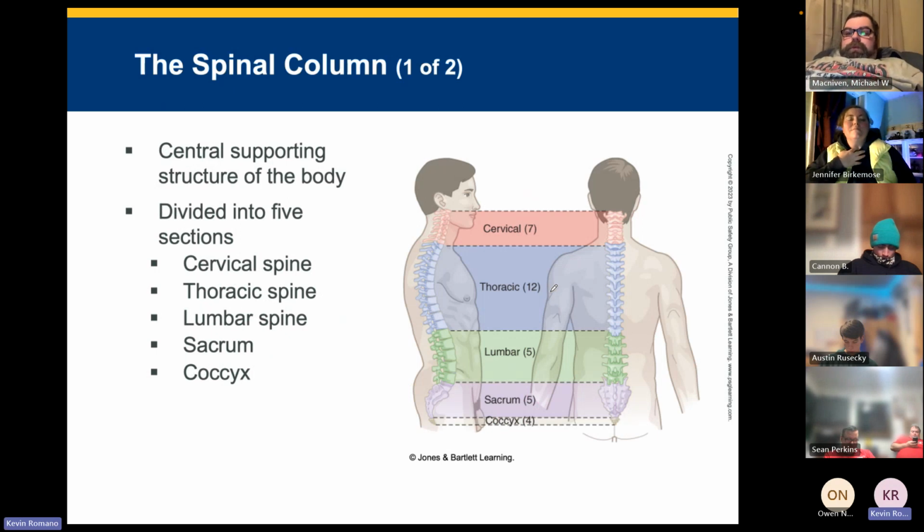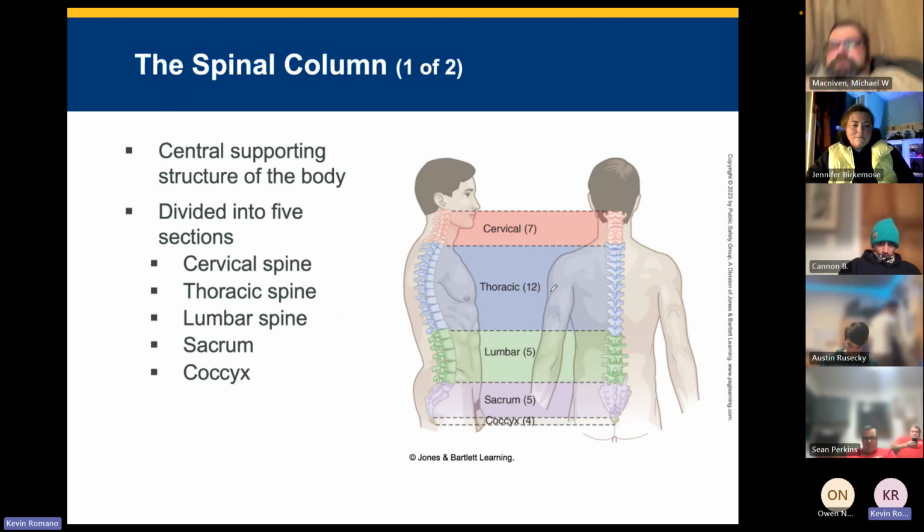So the central supporting structure of the body is the spinal column. Remember, there are 33 vertebrae: 7, 12, 5, 5, and 4.